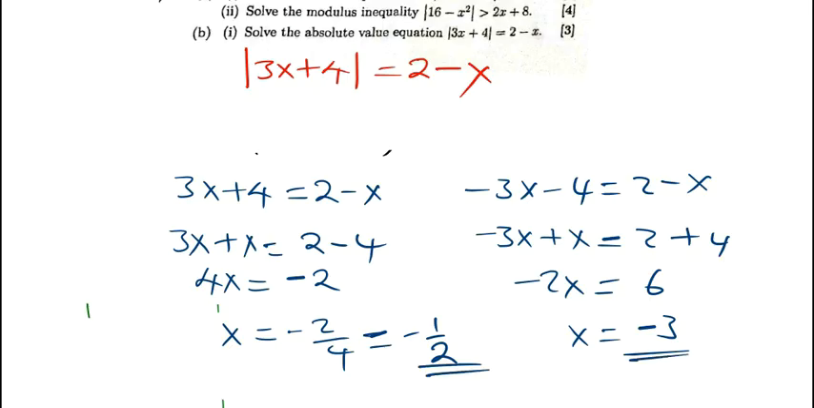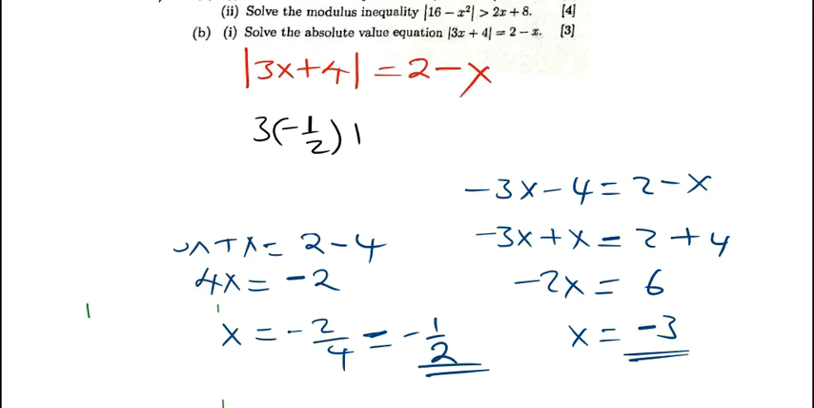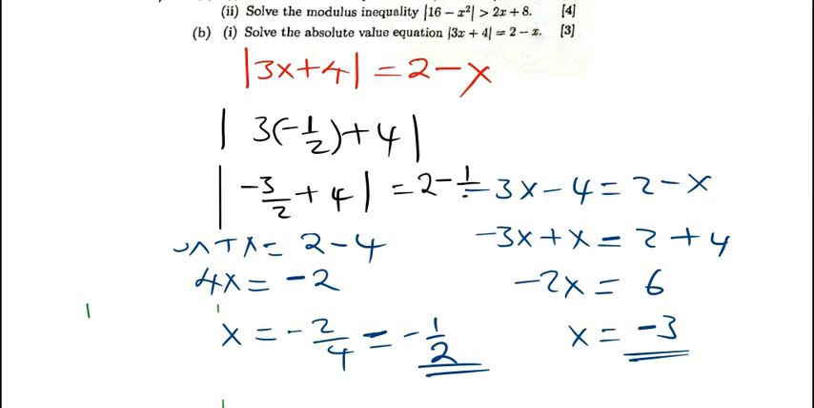And you can actually try them out of curiosity. So if you plug in 3 times -half plus 4, you end up with -3 over 2 plus 4. So is that going to be 2 minus half? Let's do something better.